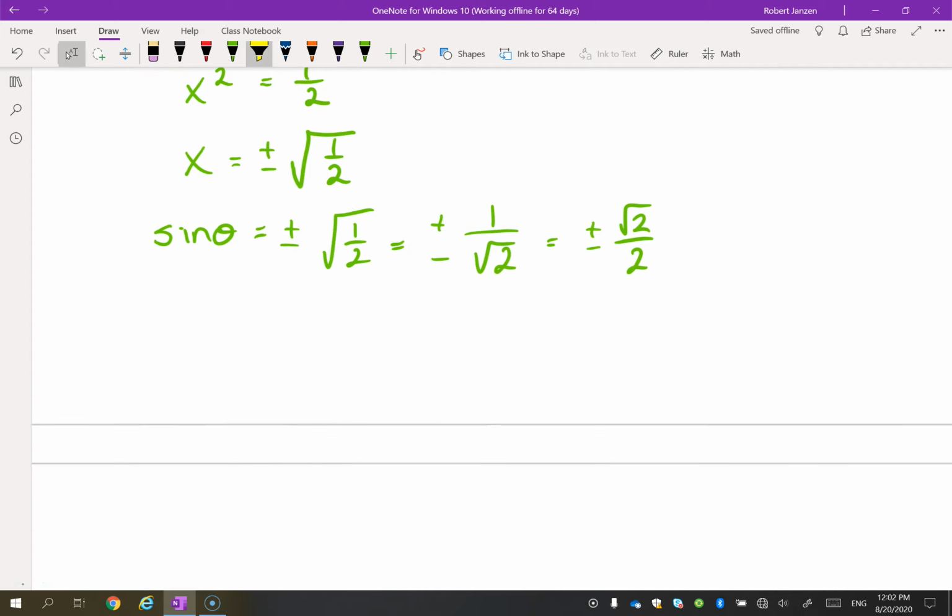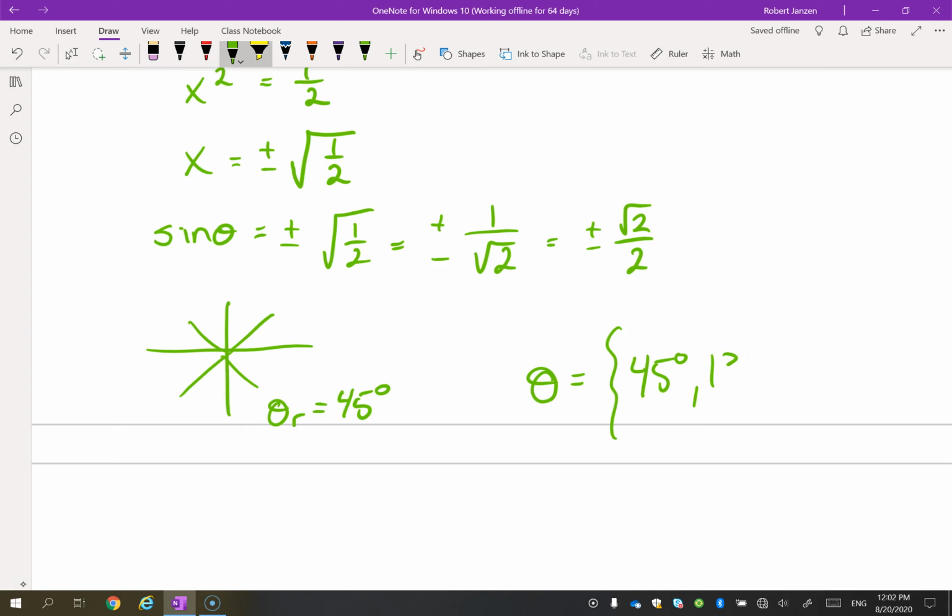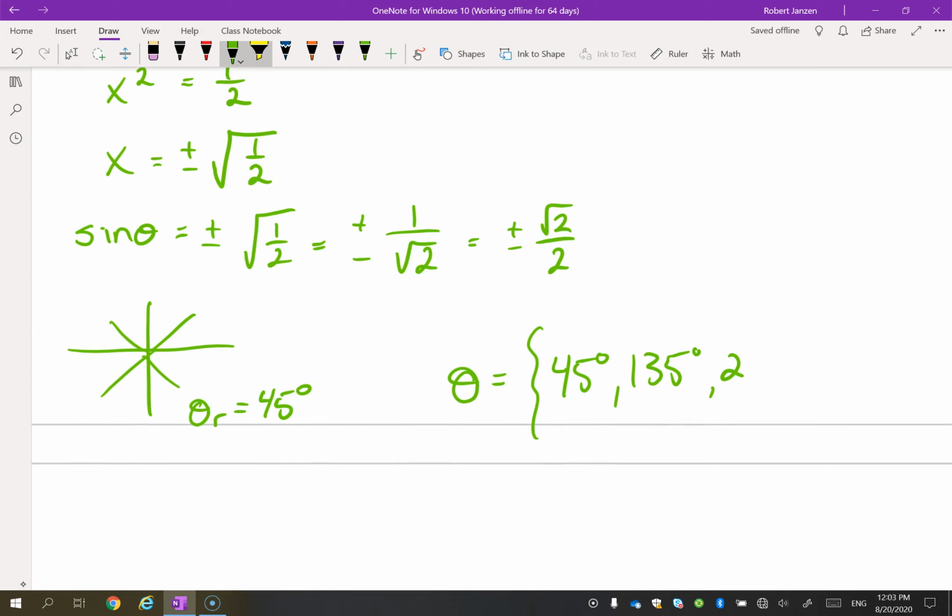Okay? So where is sine positive or negative? That means we're going to have 4 answers because we have the positive value and the negative value. Where is sine root 2/2 or 1/2? That's at pi by 4. Oh wait, that's in degrees. We better go 45 degrees. So this answer will be 45 degrees, 135, 225, and 315.